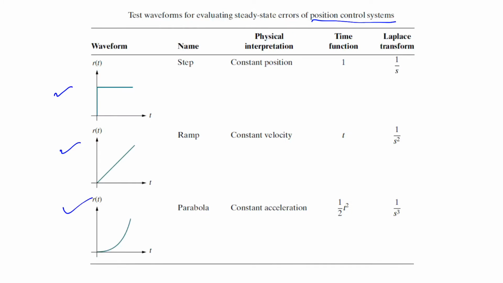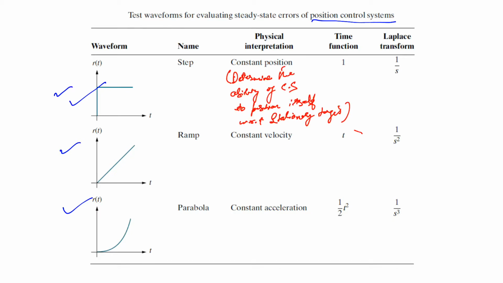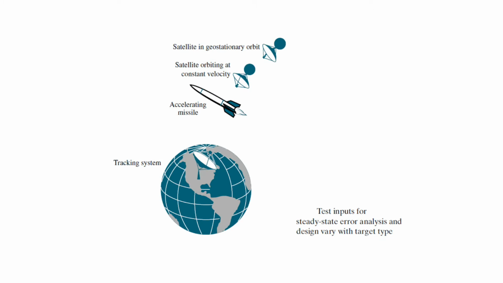Now the step input represents a constant position, and it is useful for determining the ability of the control system to position itself with respect to a stationary target. The example of this is a satellite in the geostationary orbit.